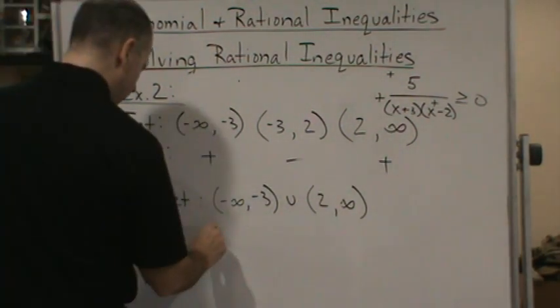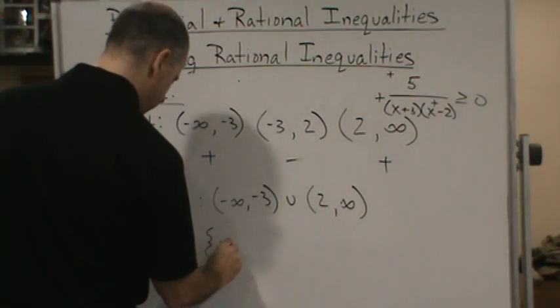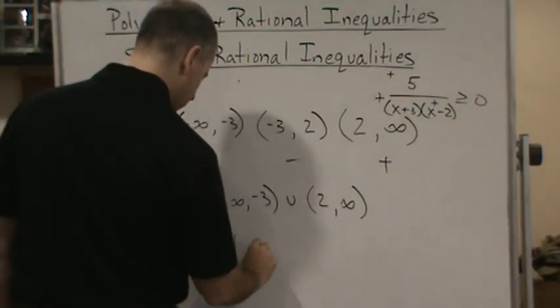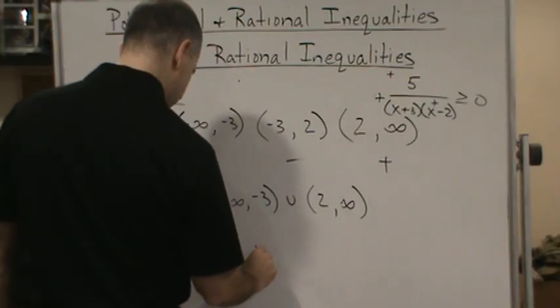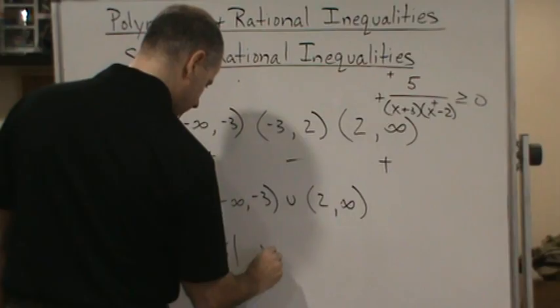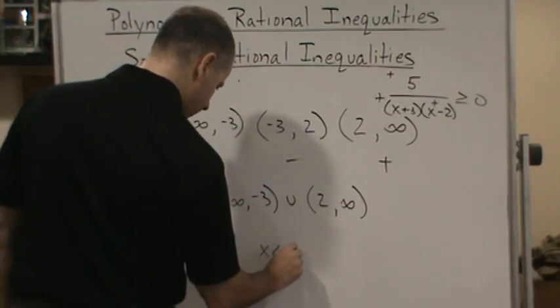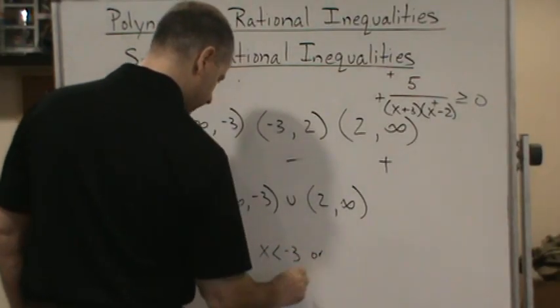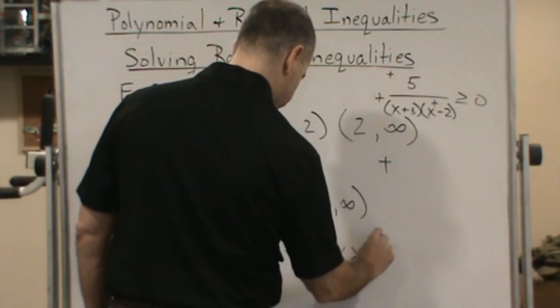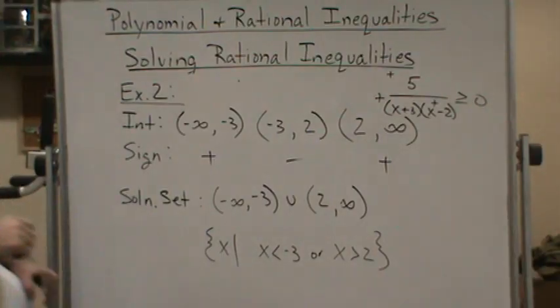Okay? And if we wanted to use set builder notation, it would be the set of all x such that x is less than -3 or x is greater than 2. All right, that's it.